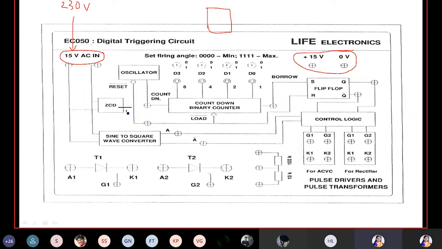The ZCD will produce a signal like this. As soon as the signal is passed to the oscillator, the oscillator produces the signals and they are passed to the counter. The binary counter is now ready with 16 pulses, because at the same time the load command also went to the counter. If there is any delay, the counter will hold the pulses for that much duration, and then it will pass the signals. If there is no delay, the pulses will be passed immediately to S.